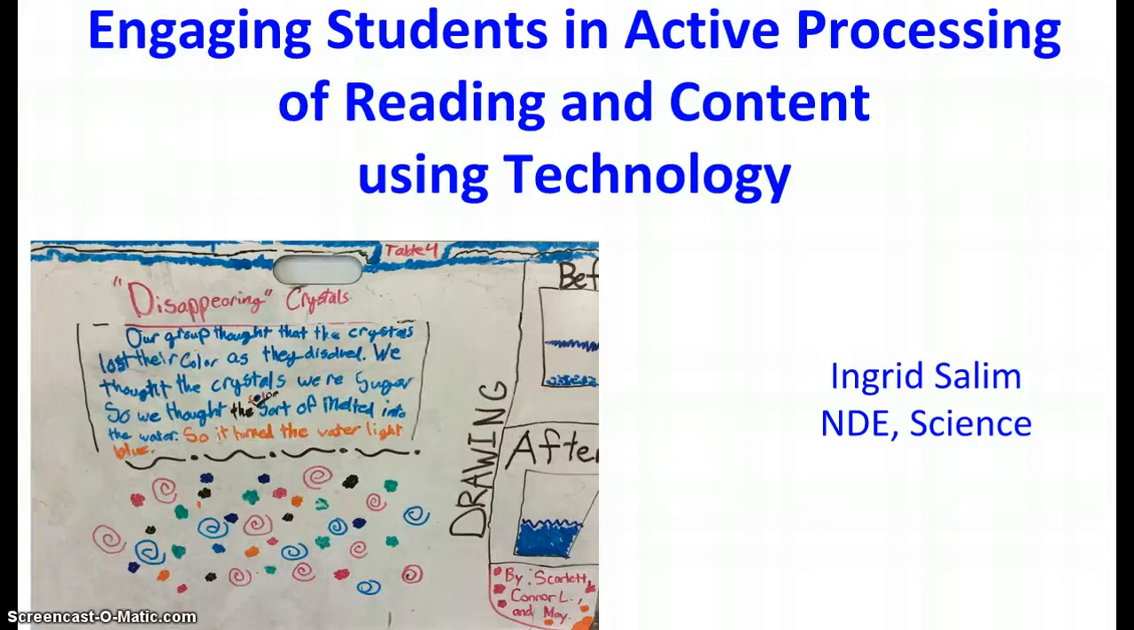This image right here is clearly not a technologically based image. It is a creation of students in 5th grade at North Davis trying to understand and make sense of a phenomenon that they viewed, but it easily could be turned into technology, and the point is that whatever we have students do should really be centered around making sense of something.